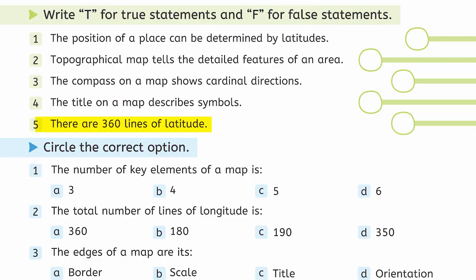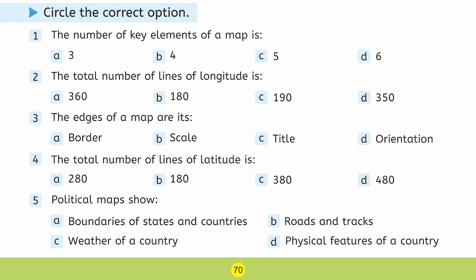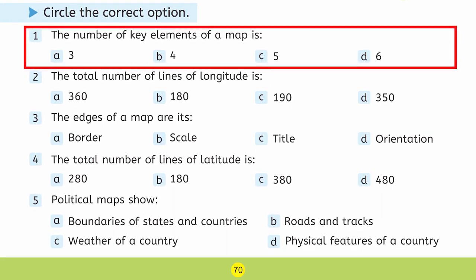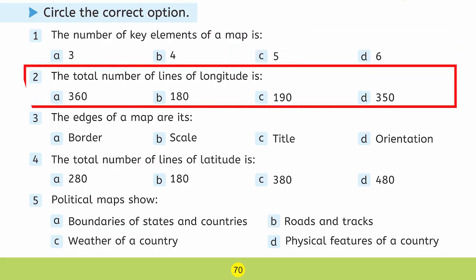Next we have: circle the correct option. Number 1: the number of key elements of a map is: option A 3, option B 4, option C 5, option D 6. So the correct option is option C, 5. The total number of lines of longitude is: option A 360, option B 180, option C 190, option D 350. So the correct option is option A, 360.